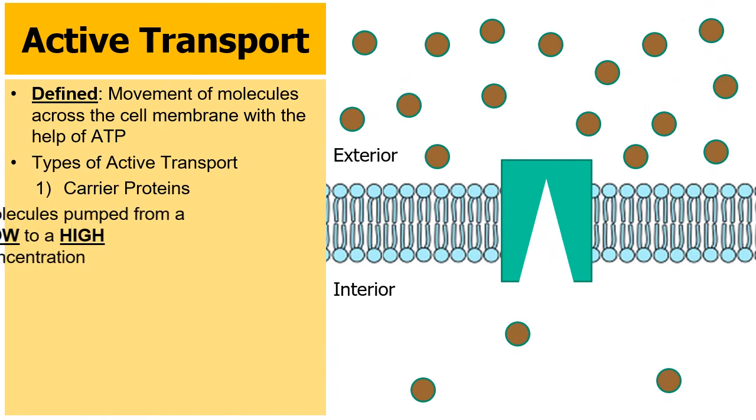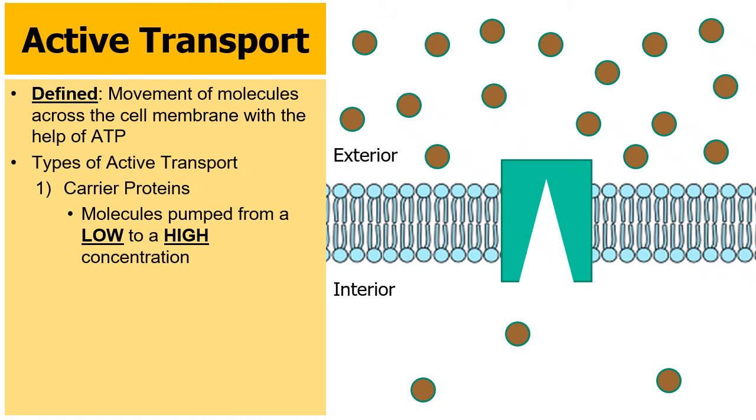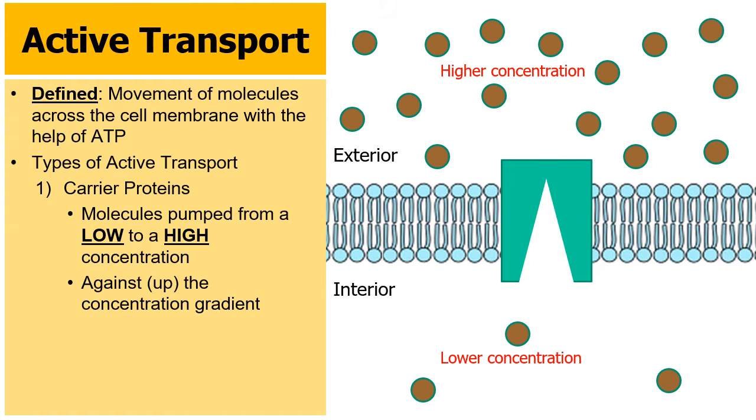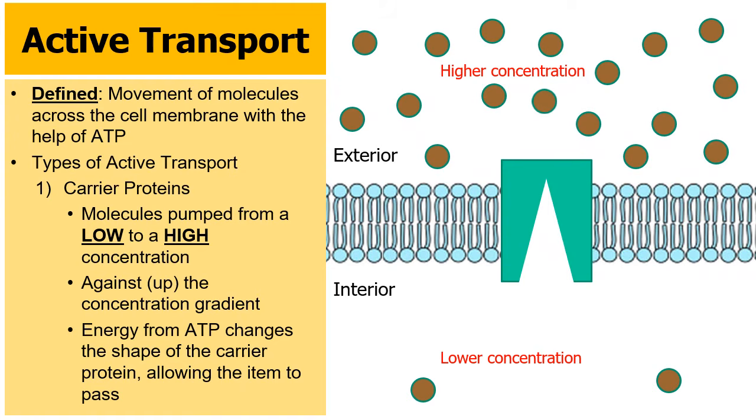And in this case, we're going to see that molecules get pumped from a lower concentrated area to a higher concentrated area. In other words, molecules move up or against the concentration gradient. In my picture, there is a higher concentration of the brown molecules on top, a lower concentration on the bottom. And so molecules like this brown molecule will load into the carrier protein, and with the help of an ATP molecule, the carrier protein changes its shape to allow the molecule to pass. And so energy from ATP changes the shape of the carrier protein, allowing the molecule to pass.